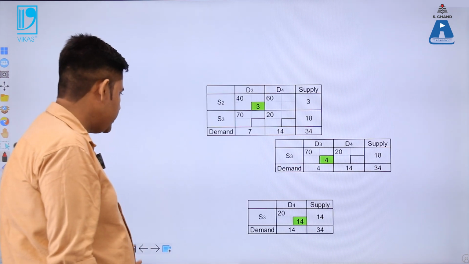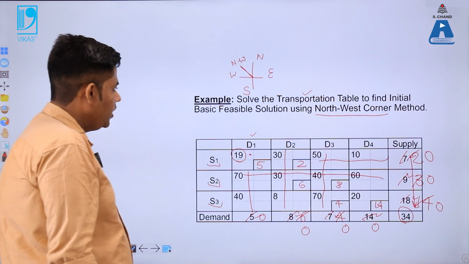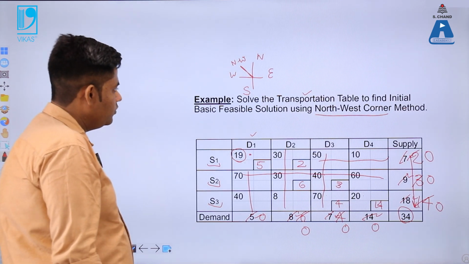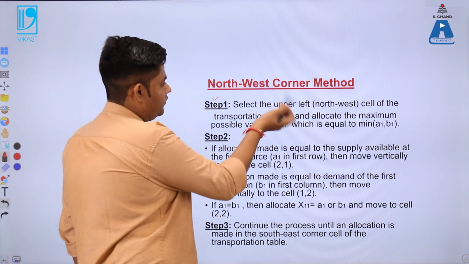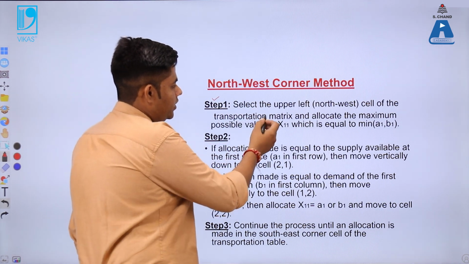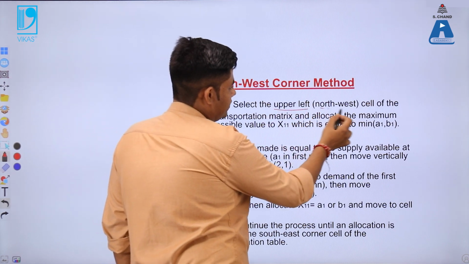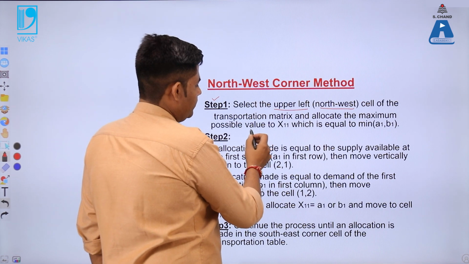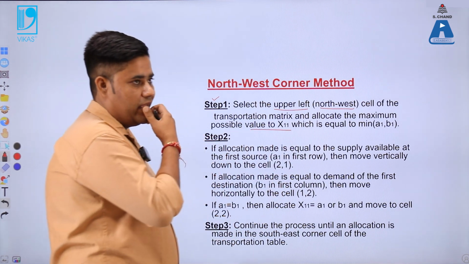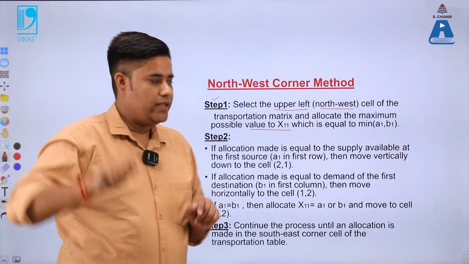Let's come back to the steps, what steps we have to mention. So you can see in the steps, which we had obviously skipped initially, that you select the upper left, which is the northwest corner of the matrix, and allocate the maximum possible value. That means you have got 5 here and 7 there.